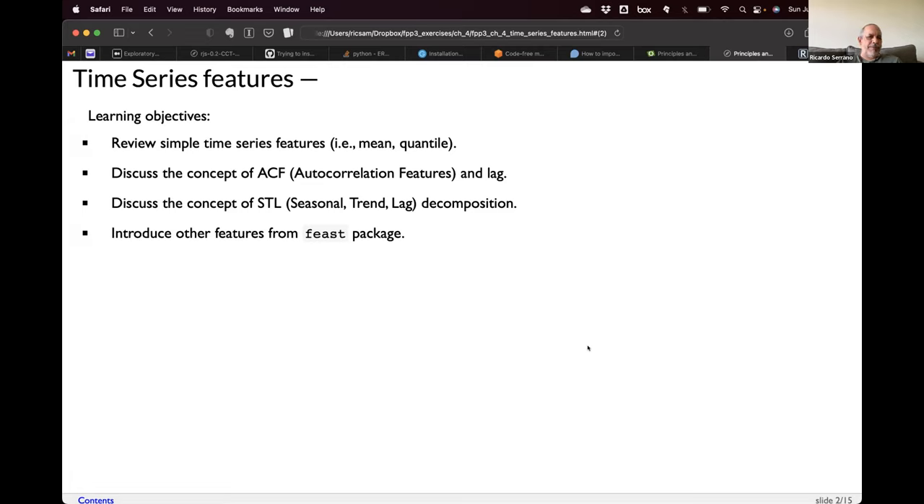We have already seen that we can do some transformations for the time series, for example calculate means, and we haven't seen the quantile yet, but we're going to see it right now. We have also seen that we can do log transformations and Box-Cox transformations with the lambda Guerrero method. So that's something that is not new to us. Then they cover a little bit deeper the concept of the autocorrelation features, the ACF, and lag. We're going to see what that is all about.